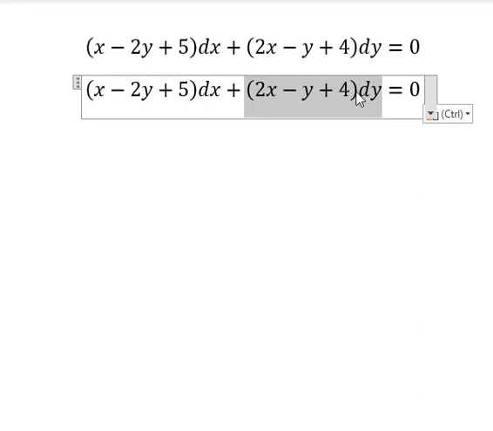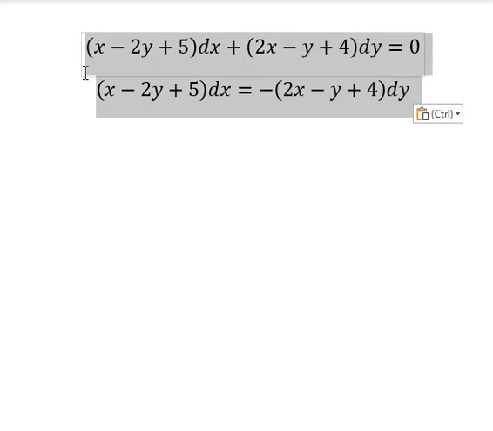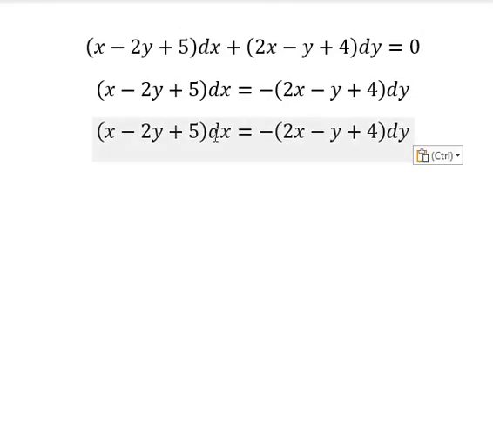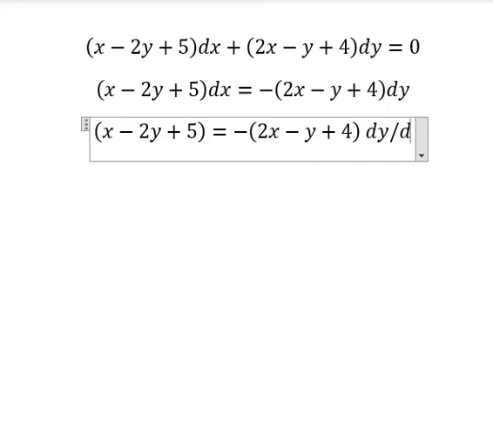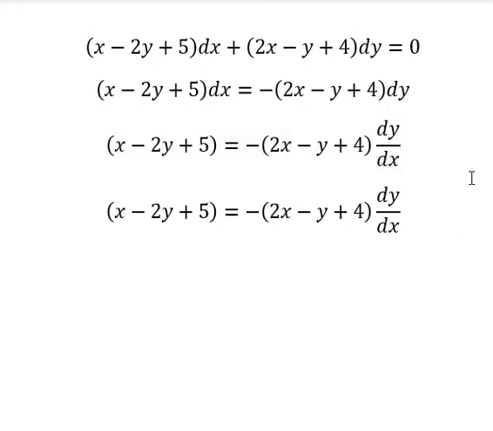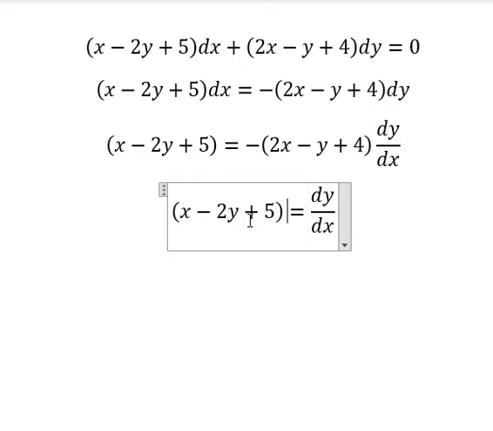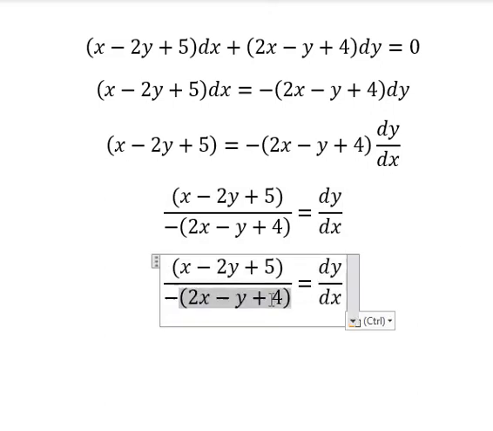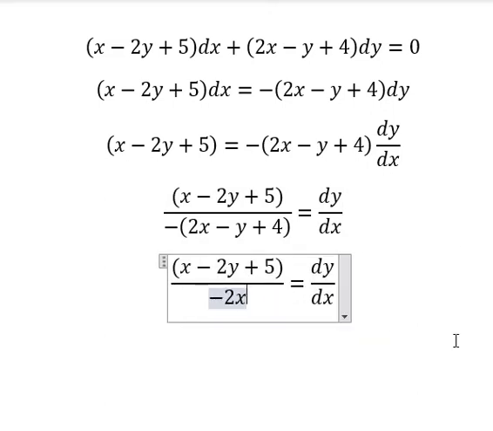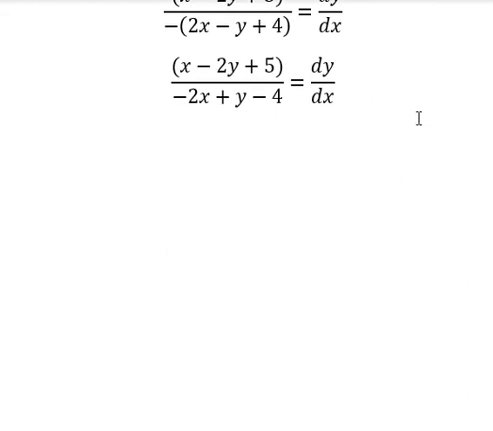So I will put this one go to the right. Next, we divide both sides by the x. Next, we divide both sides by this one. Next, we change the sign of this one. Next, we want to transform this one into homogeneous.